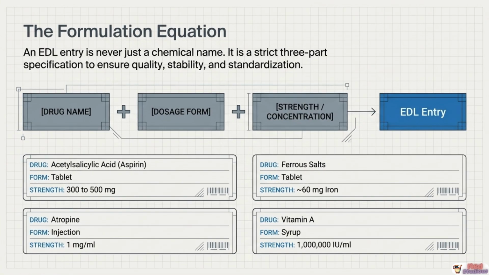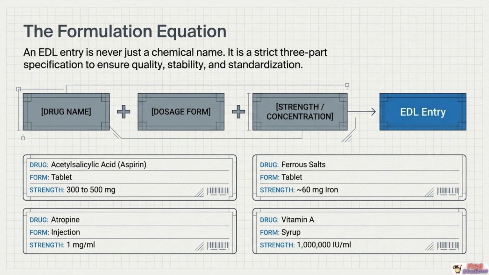A common misconception among students is that an EDL entry is simply a drug name, a chemical substance listed for availability. This is incorrect and important to understand. Every entry in the Essential Drug List is a precise 3-part specification, not just a name. The formulation equation is drug name plus dosage form plus strength or concentration equals a complete EDL entry. Each of these three components is non-negotiable because each addresses a different dimension of therapeutic safety and standardization.